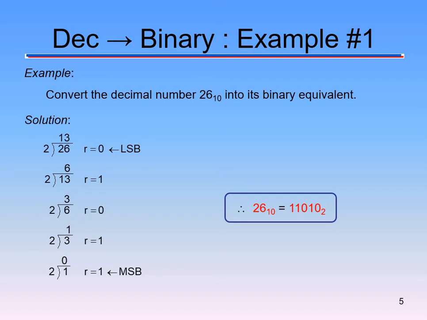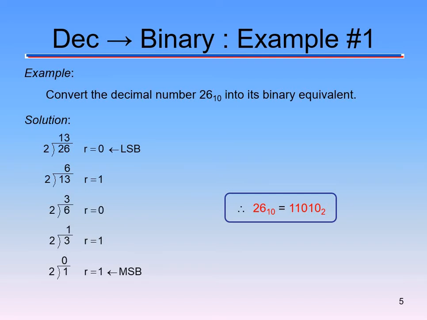Alright, so 26 divided by 2 is 13. 13 divided by 2 is 6 with a remainder of 1. 6 divided by 2 is 3 with a remainder of 0. 3 divided by 2 is 1 with a remainder of 1. And 1 divided by 2 is 0 with a remainder of 1. That's when we stop. When we can't divide into anything anymore and we get that 0, that's when we know to stop.